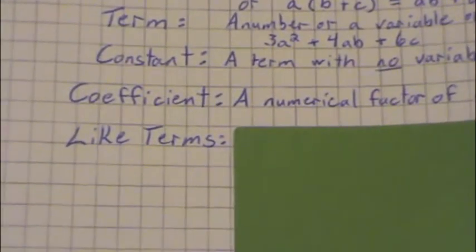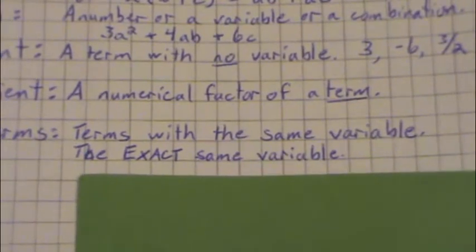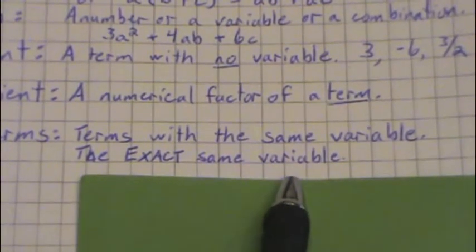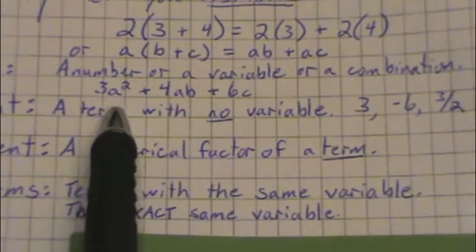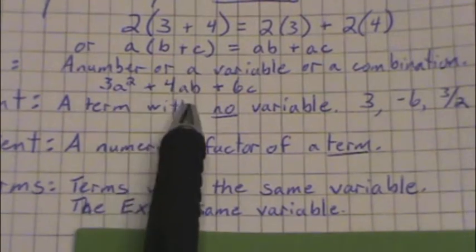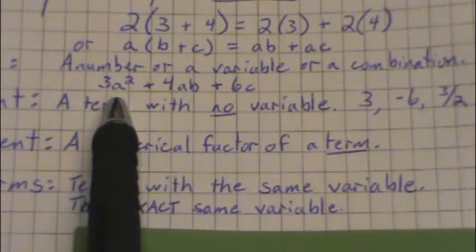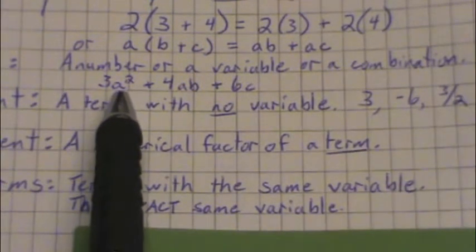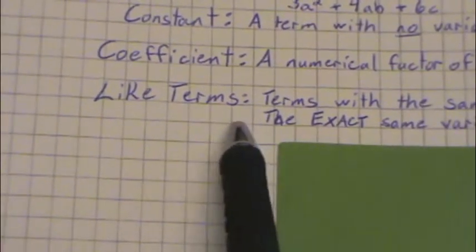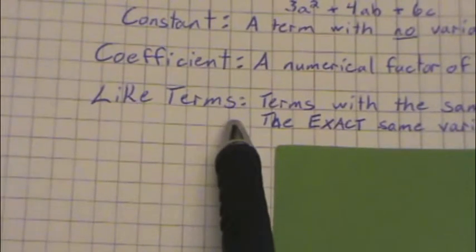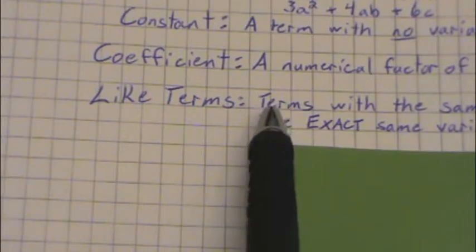And last but not least, like terms. Terms with the same variable. The exact same variable. To come back to this example again, a squared is not the same variable as 4ab. A squared, not even the same variable as a. It has to be exactly the same thing. Like terms is soon going to become very important in your life. We are just beginning to really get into algebra with this section, and then in the next lesson we get even more into algebra. I'm very excited about that.